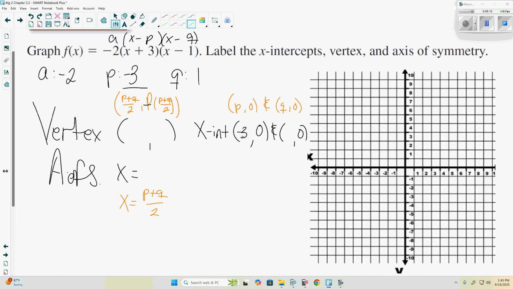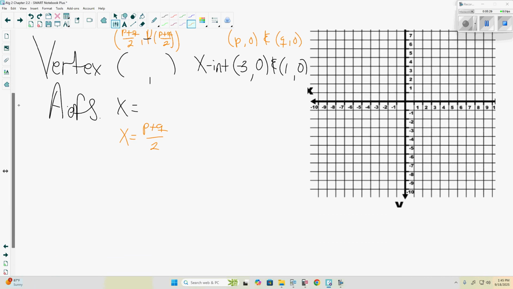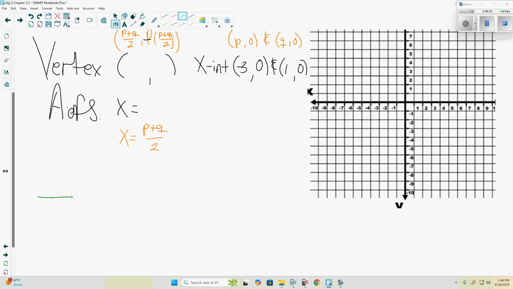The other x-intercept, guys, focus, is q comma 0. What's the value of q? So the other x-intercept is 1, 0. We just plugged in p and q there and got the x-intercepts. Instead of writing axis of symmetry out every single time, we'll write A of S.